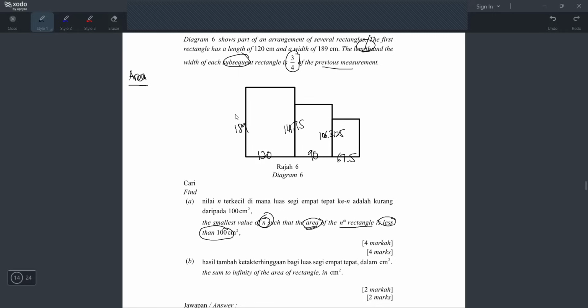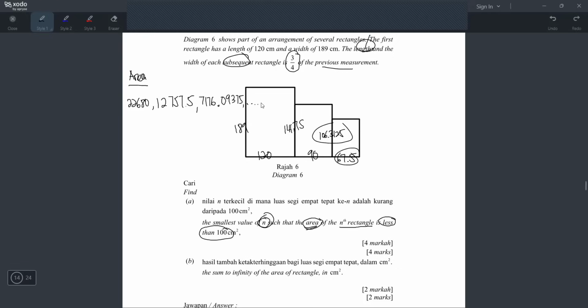So now let's write down the area. But how to find the area of the first rectangle? Just take 120 times 189. Let's just press, see what I get. 22680, and obviously this is cm squared, but I will not write the cm squared, though I know it's cm squared. And then the next one will be 90 times 141.75. I get 12757.5. The last one will be 67.5 times 106.3125. My calculator gives me 7176.